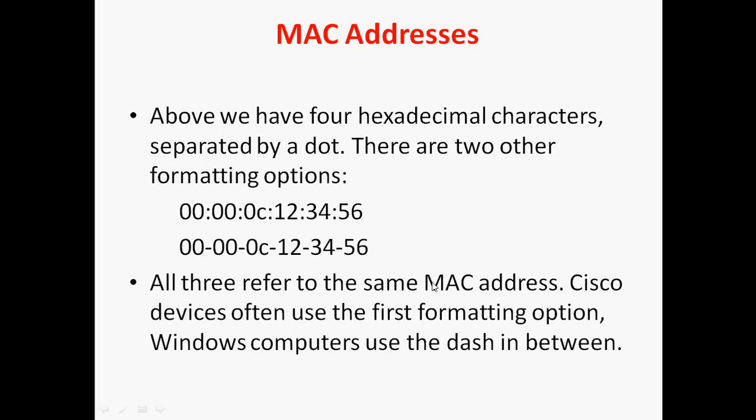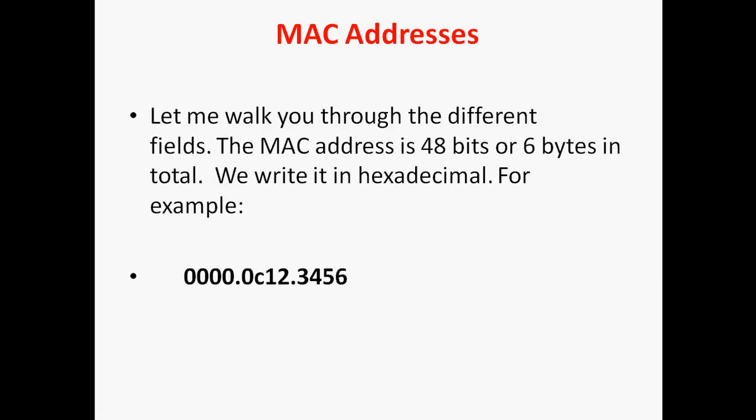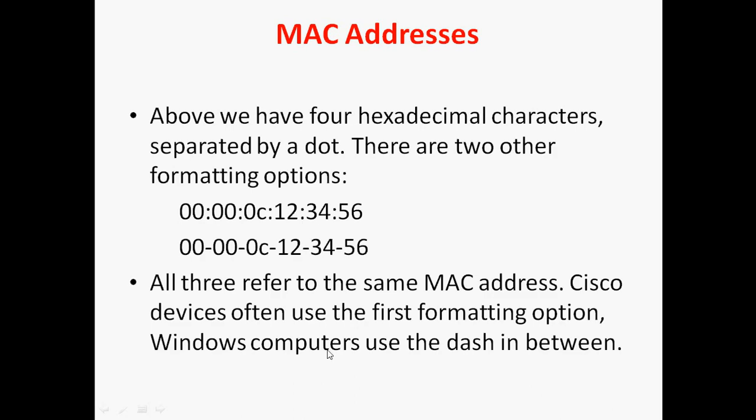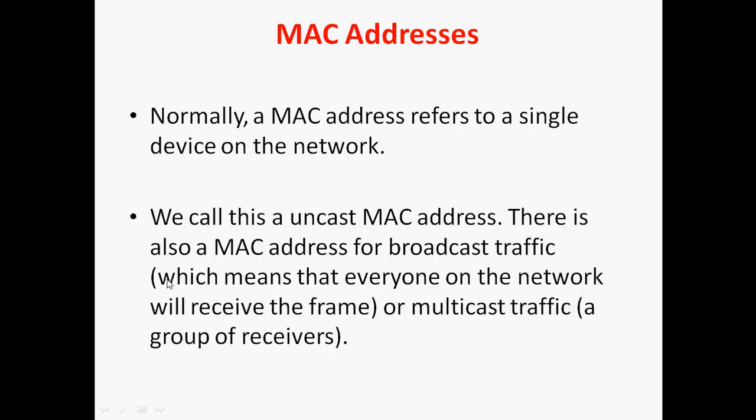There are two other format options also. After every 2 hexadecimal characters we can put a colon, or we can put a hyphen or dash. All three refer to the same MAC address. Cisco devices often use the first formatting option, the dot. Cisco always uses this formatting option, and Windows computers use the dash in between. So Windows computers will use this third format option. Normally a MAC address refers to a single device on a network.